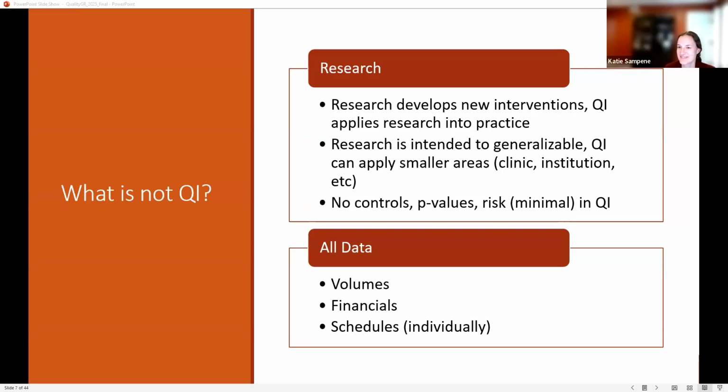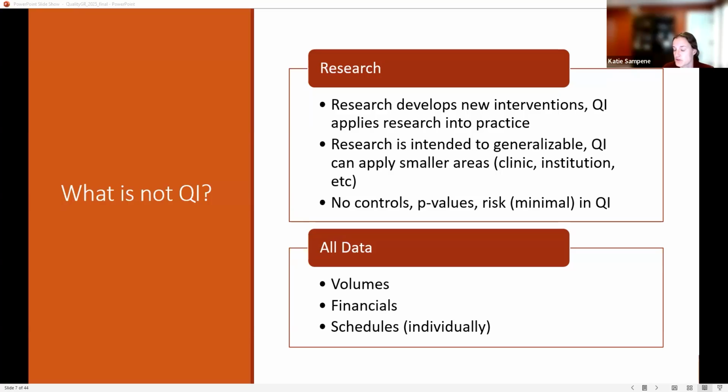Obviously, that's not always the case. Sometimes their populations are more limited. But the intent is to generalize data that everyone could then use. QA may apply to smaller areas. It could be a bigger endeavor, but oftentimes QA is happening in your individual clinic or your institution, rather than your endeavor being meant to help someone in California. And maybe it ends up doing that, but it's typically not the initial intent.